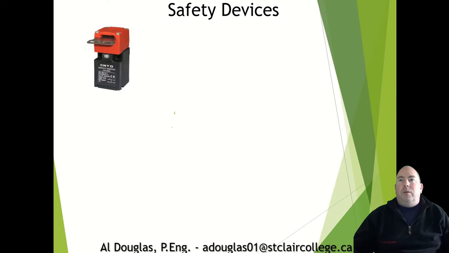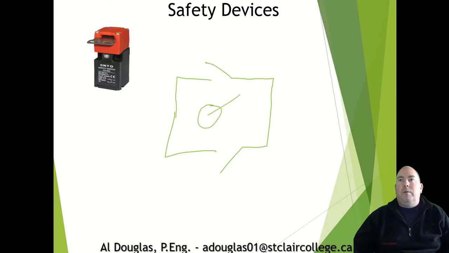So the way we would do this, if we had a cell with doors on it, and we got like a robot working away inside here, we would have maybe a door switch here, and a door there as well. So we need to make sure that both of those gates are closed in order for this robot to be able to run.